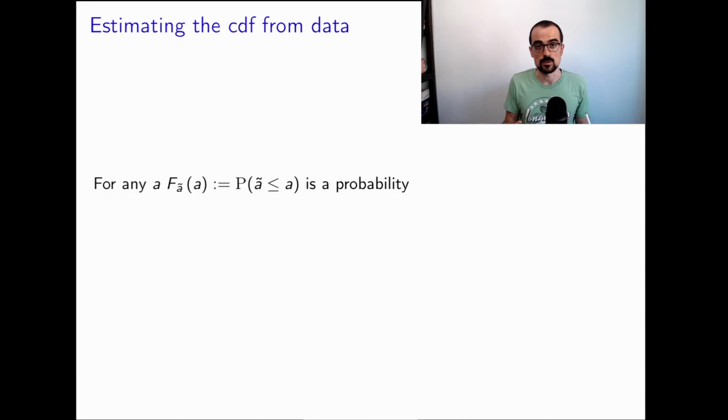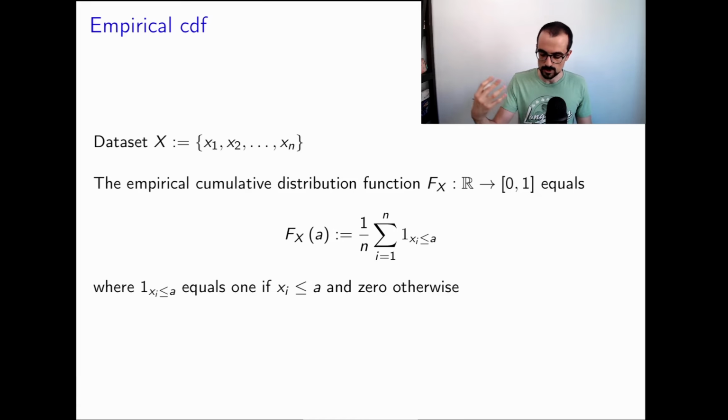Now, how do we estimate this from data? Well, we do what we always do, which is we look at the definition of the CDF and we realize that it's a probability. And when we see a probability and we want to estimate it with data, what do we use? We use empirical probabilities. So that's what we're going to do. We define the empirical cumulative distribution function, the empirical CDF, as the fraction of points that are below any value that we could plug in there.